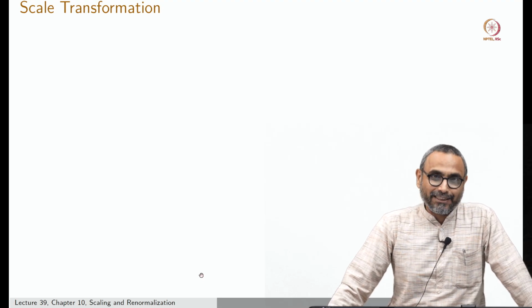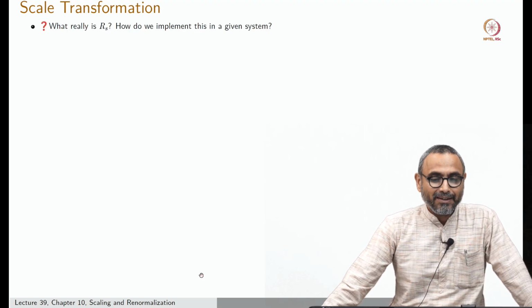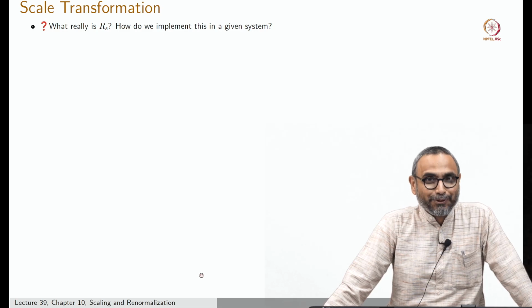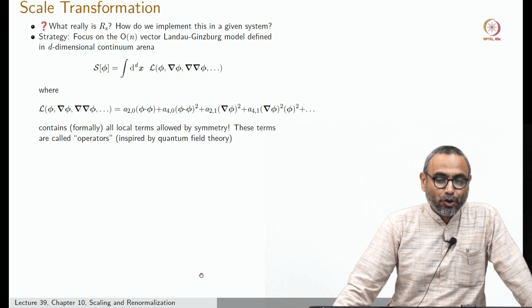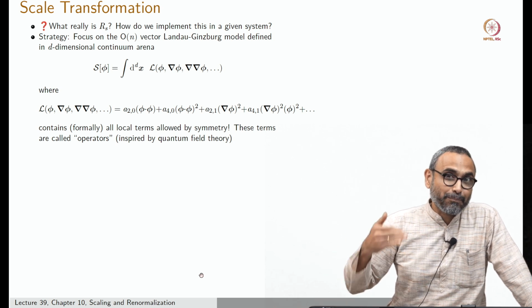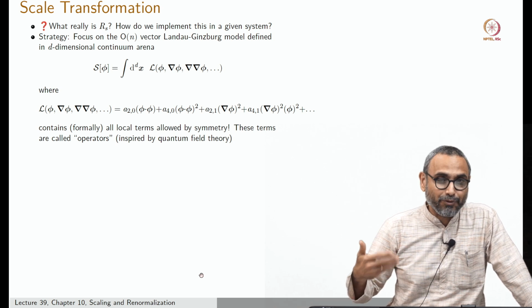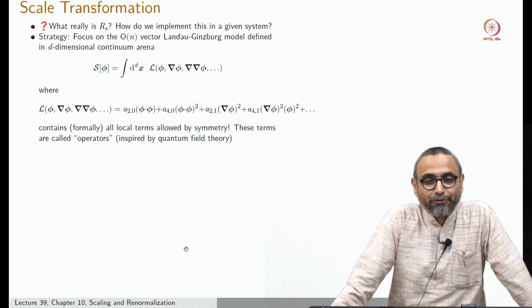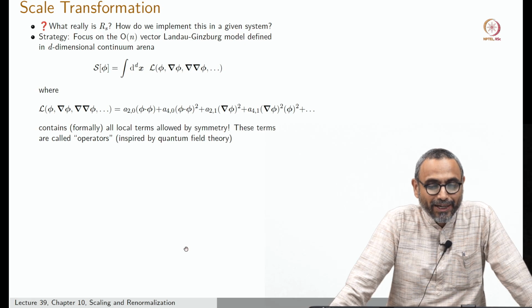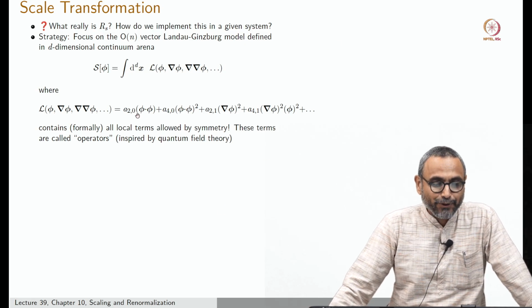Okay, let's explore this a little further. How do we implement this for a given system? You will see that the implementation will strongly depend on what kind of system and model you are working with. So let's take our favorite model, which is the O(N) vector Landau-Ginzburg model defined by this action.